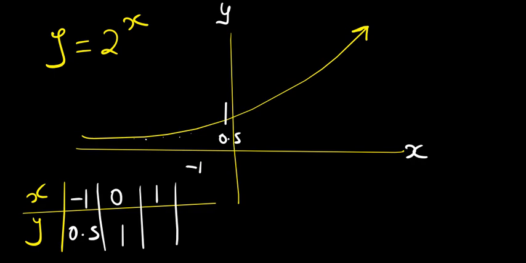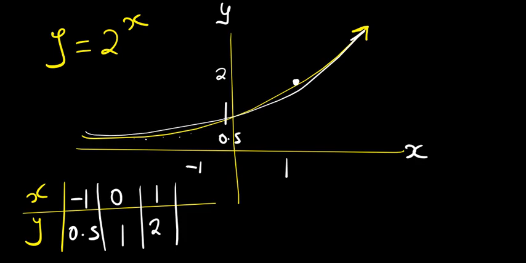Then we can also put 1. What if x is 1? 2 to the power 1 is just a 2. So 1 comma 2, a value of y which is 2, is maybe a point somewhere here. You're able to see that the graph is going in this direction. So that's how we graph exponentials.